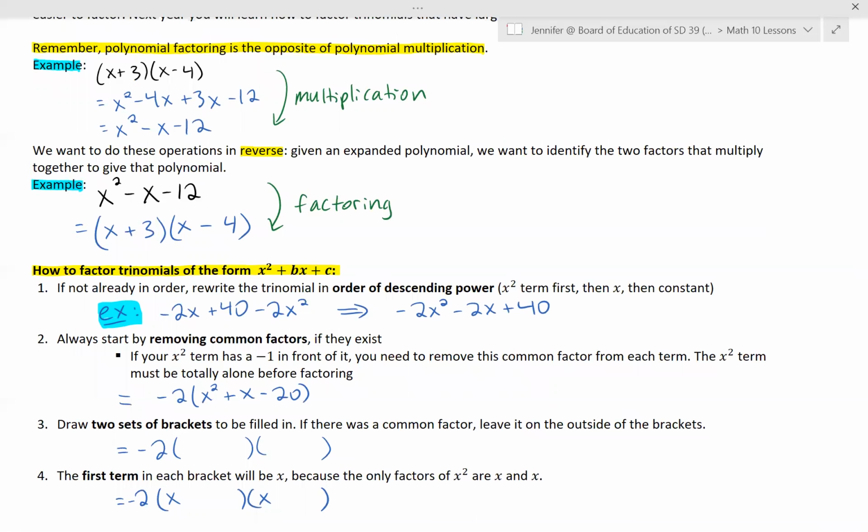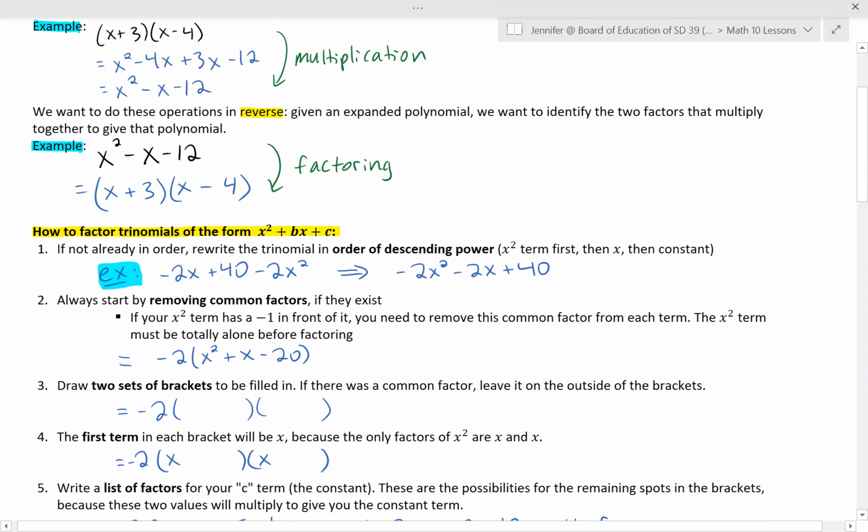If we're thinking about doing this in reverse, doing our FOIL method, the first terms will be multiplied together, x times x. That would give you that x squared term. So that's what makes this form of factoring a little easier than the stuff you'll do next year because you only have one option for what goes first in each bracket.